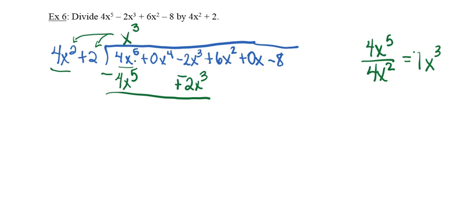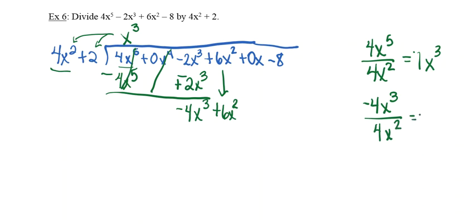4x to the fifth minus 4x to the fifth is gone. I don't have any x fourths, which is fine. I just wanted to make sure I didn't need them. Negative 2x cubed minus 2x cubed is negative 4x cubed, and I'm going to bring down my next term. So now I'm working with negative 4x to the third. I'm dividing by my front, which is 4x squared.